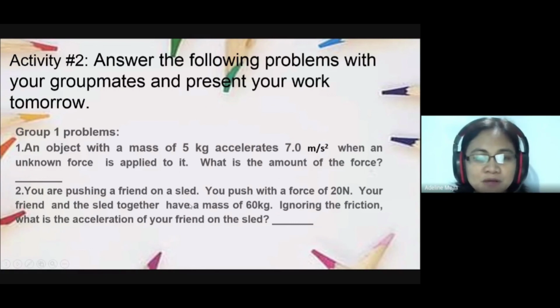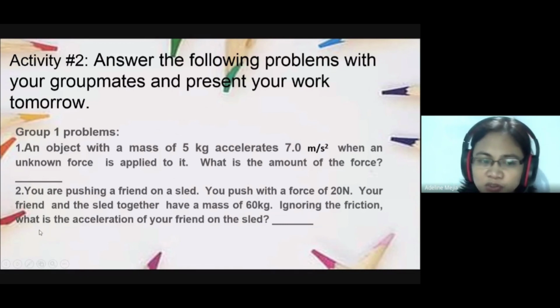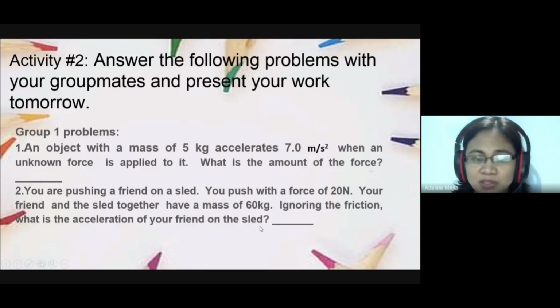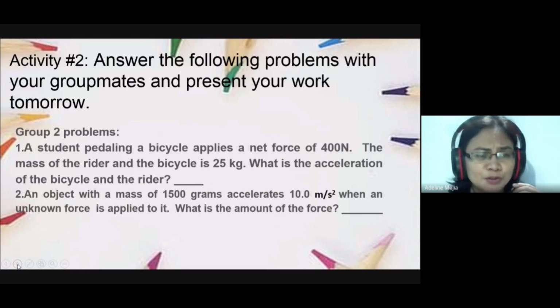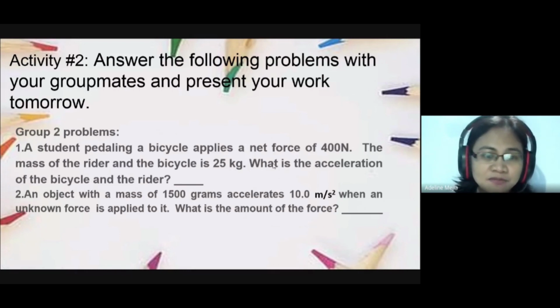Number 2, you are pushing a friend on a sled. You push with a force of 20 Newton. Your friend and the sled together have a mass of 60 kilogram. Ignoring the friction, what is the acceleration of your friend on the sled? Here, you are looking for the acceleration. Now, for group 2 problems, a student pedaling a bicycle applies a net force of 400 Newton. The mass of the rider and the bicycle is 25 kilogram. What is the acceleration of the bicycle and the rider? So you are looking for the acceleration.